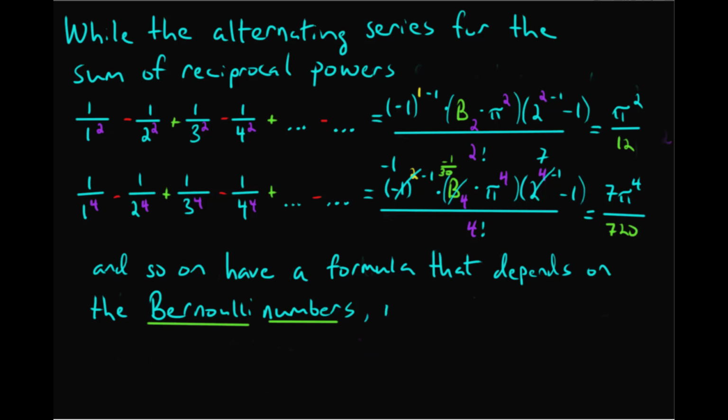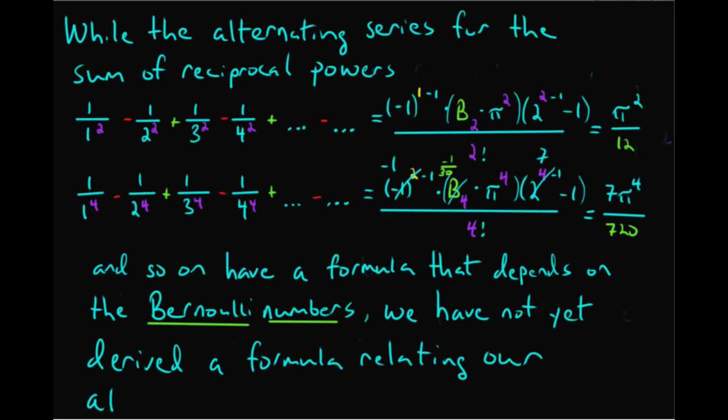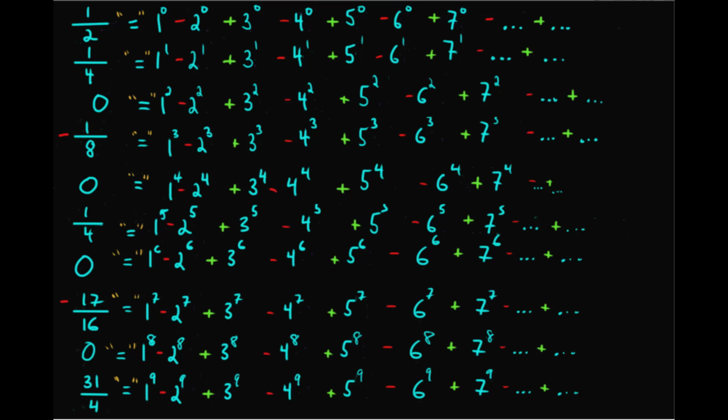And so Euler asked the perceptive and really interesting question whether the sum of our divergent series that we've already developed so far can also be expressed in terms of a formula involving the Bernoulli numbers. And we'll see that the answer to that question is actually yes.